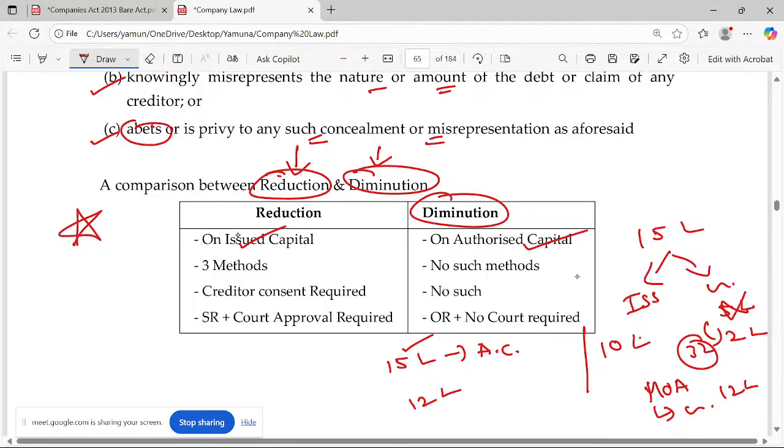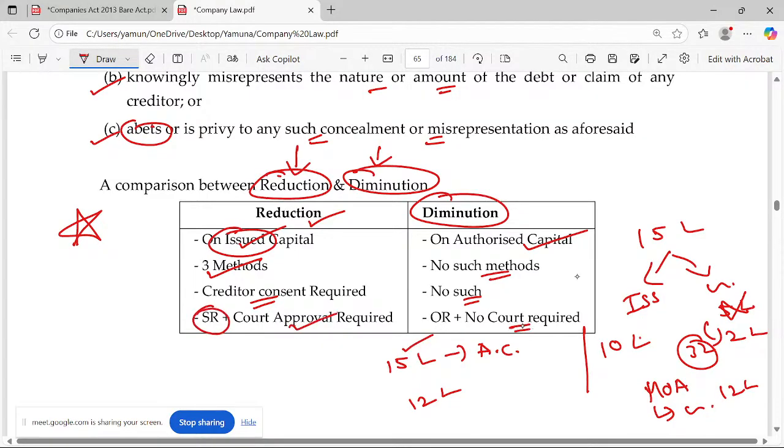When we say reduction, it is on issued capital because you are playing on paid up value, face value, and everything. Here we call it reduction. Both cases will go for alteration of MOA. Here there are 3 methods. In reduction, creditor consent is required because the shares are already issued. Here we need a special resolution and court approval is required.